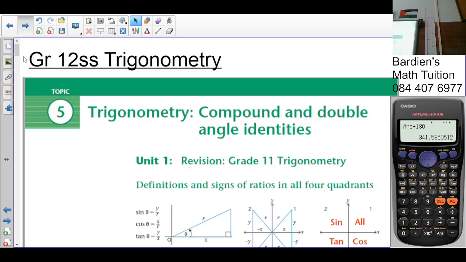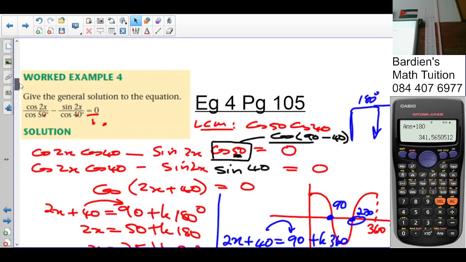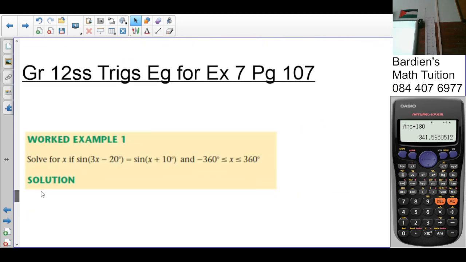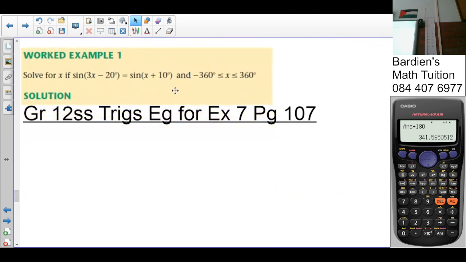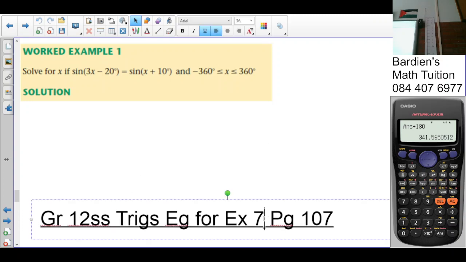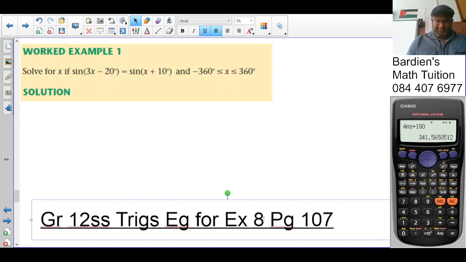So we're just going to look at the last part of the trigonometry. We know we're doing both in one lesson. As we know, the holiday is starting soon, so I can't leave you without anything. This is for exercise 8, which is on page 108.